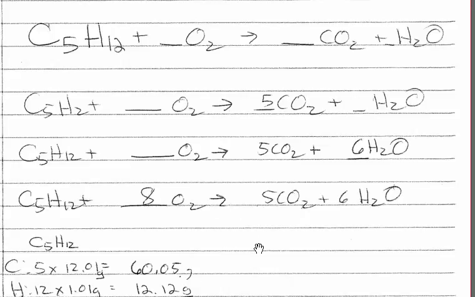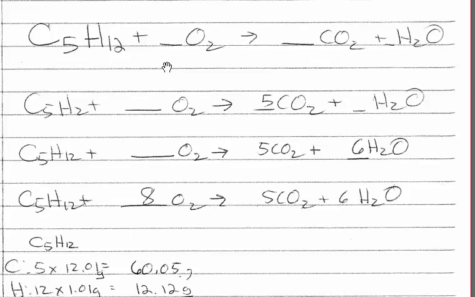So let's look at the combustion of pentane. Here's the formula for pentane, C5H12, and combustion always means reaction with oxygen, and when a hydrocarbon is combusted, we always form carbon dioxide and water.